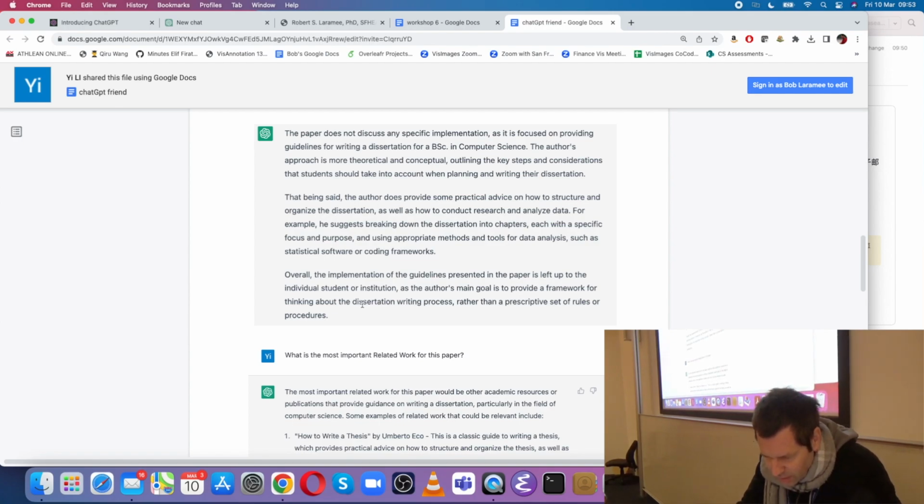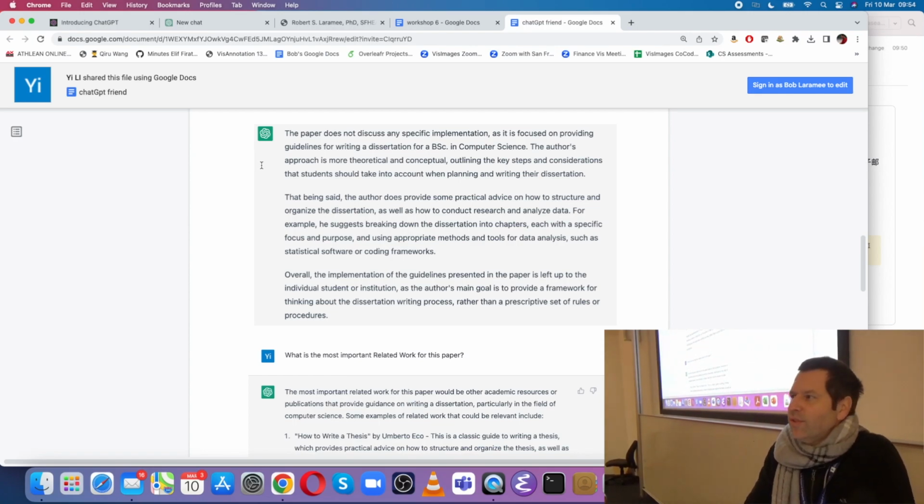Yep. First paragraph is correct. Yes, this is a perfect answer actually for the implementation. So it's really good, this one.